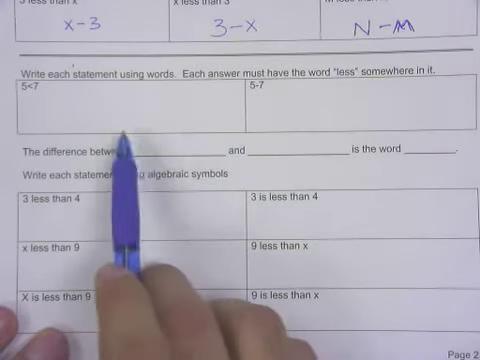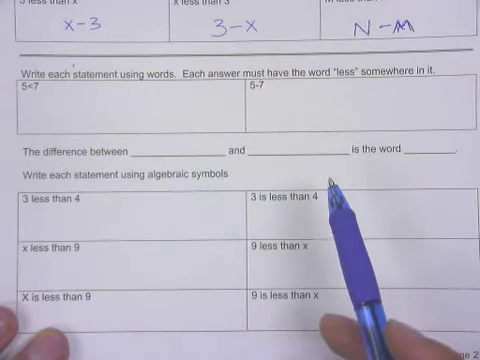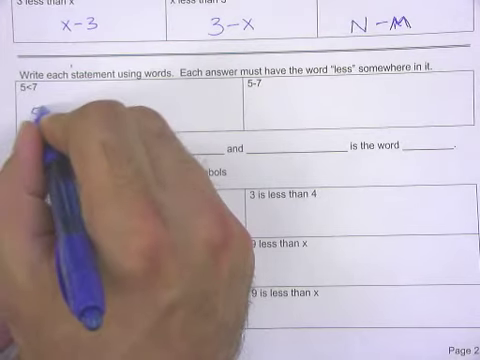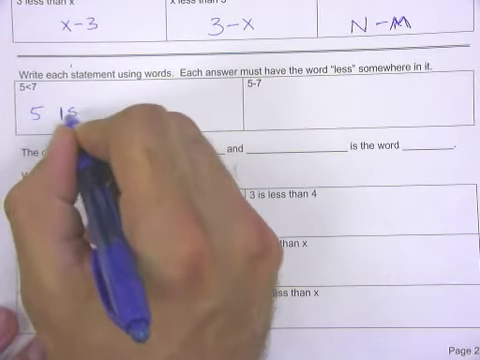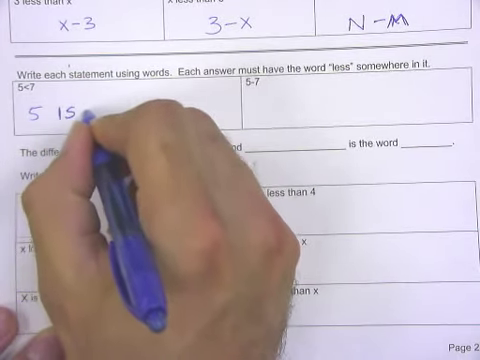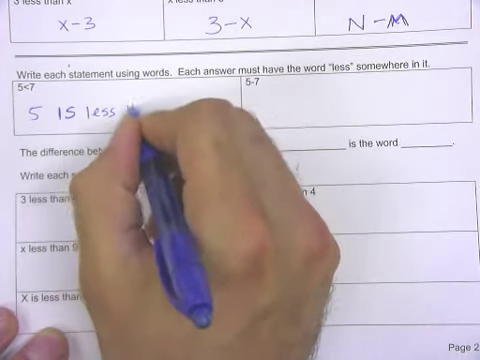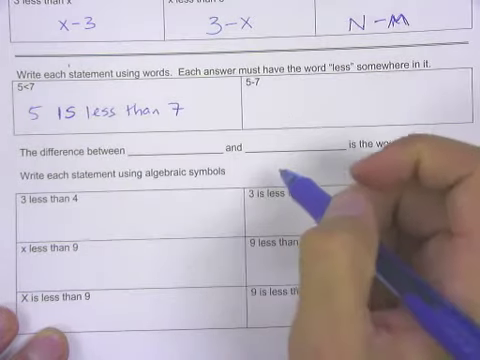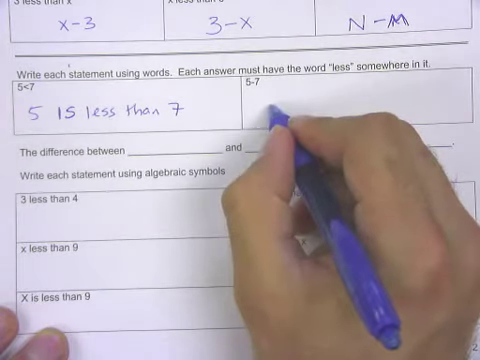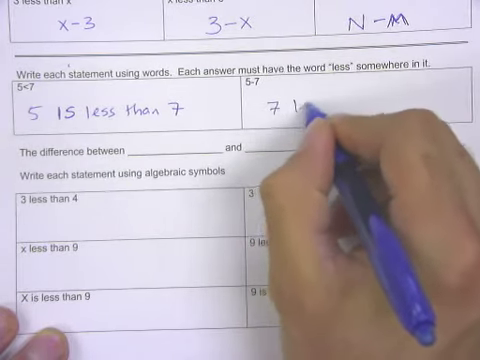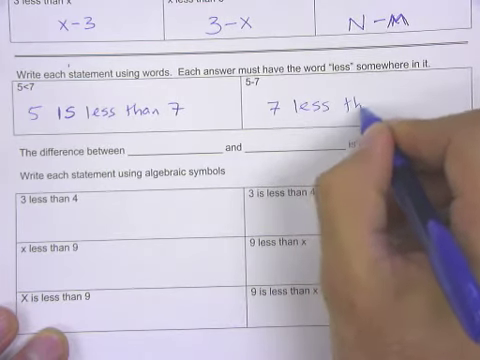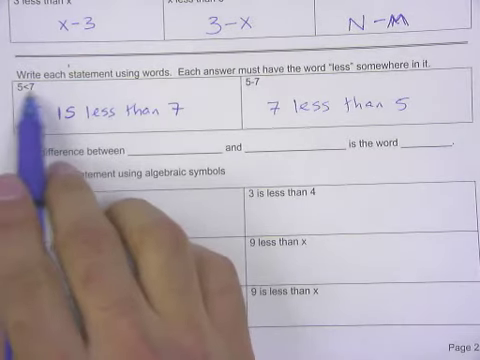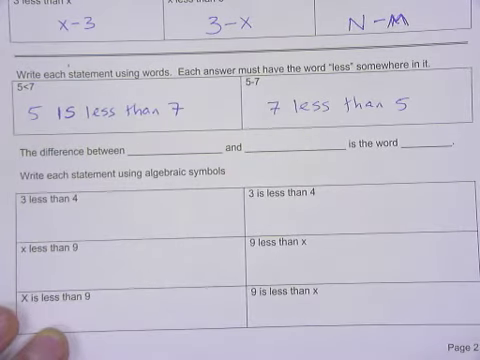All right, welcome back. You should have some words written in both of these boxes now. Here's how we write each of these. This one says 5 is less than 7. This one says 7 less than 5. So here we have a comparison between two numbers, and here we have a subtraction.